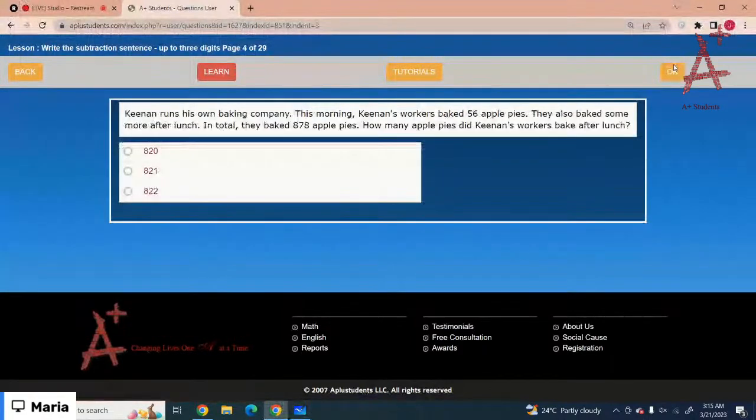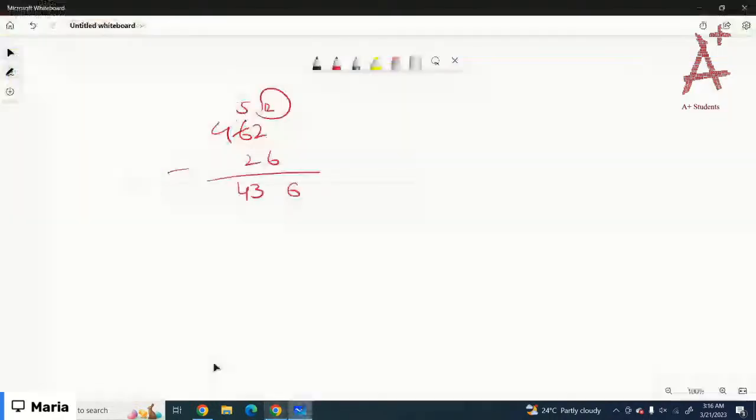Okay, Keenan runs his own baking company. This morning, Keenan's workers baked 56 apple pies. They also baked some more after lunch. In total, they baked 878 apple pies. How many apple pies did Keenan's workers bake after lunch? Got it? So before lunch, they baked 56, and the total is 878. You need to calculate the ones that were baked after lunch. So you have to subtract the ones they baked before out of the total. Got it? So it would be 878 minus 56.